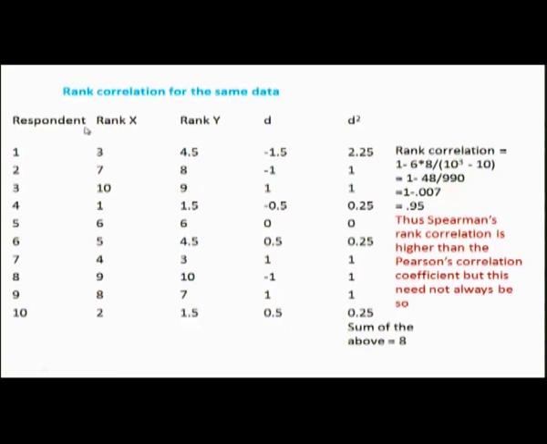This is an example. There are 10 respondents, the same old data, but now here ranks are given. Rank of x, rank of y, difference, difference square, and 1 minus 6 sigma d square over n cube minus n, 10 cube minus 10, equal to 0.95. Spearman's rank correlation is in this case higher than the Karl Pearson for the same data.